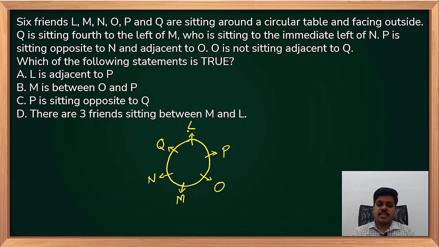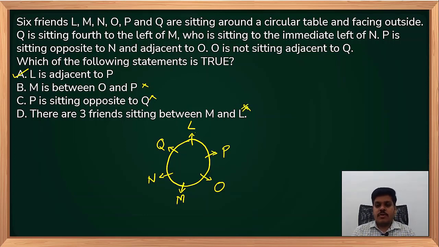L is adjacent to P. It is correct. Option A is correct. We can have a look at the other three options. M is sitting between O and P, which is wrong. P is sitting opposite to Q, which is also wrong. There are three friends sitting between M and L. Between M and L, there are only two in both directions, so it is also wrong. So the correct option is option A.